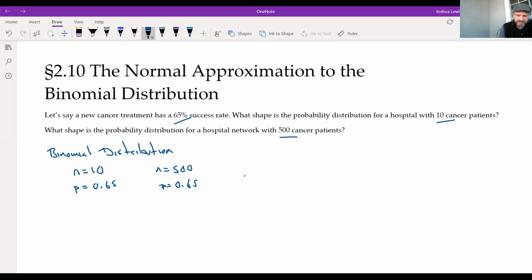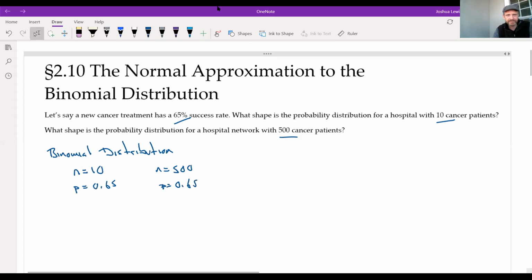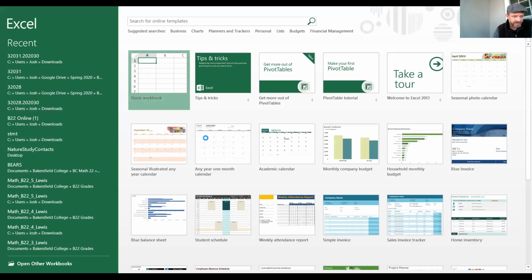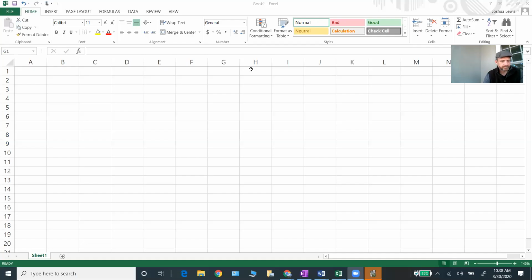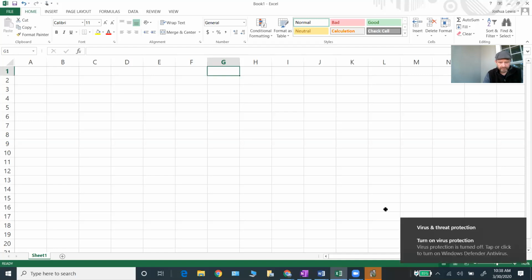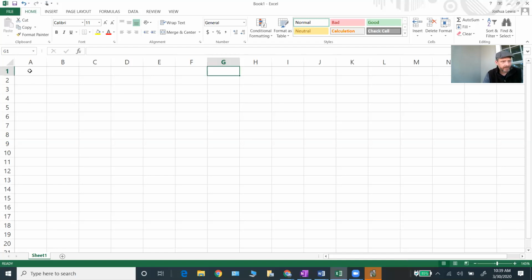And so what I'm going to do is I'm going to sneak over here to Microsoft Excel, and I want to check out these distributions with Excel. Okay, so we've got n equals 10. Let's start with that example.